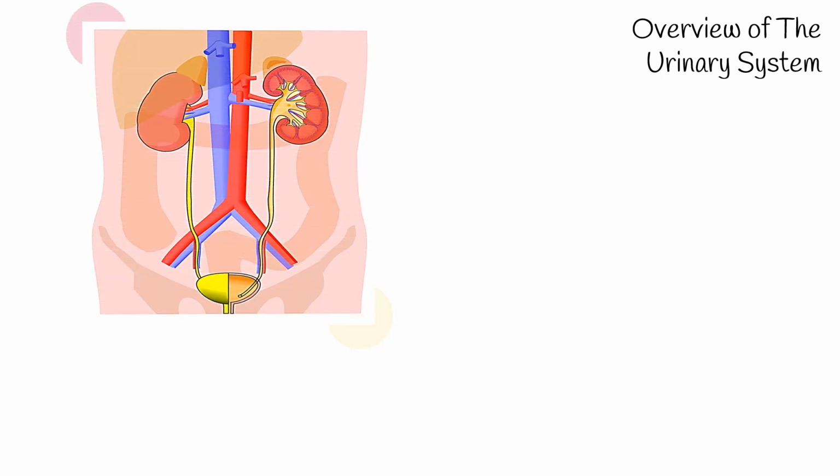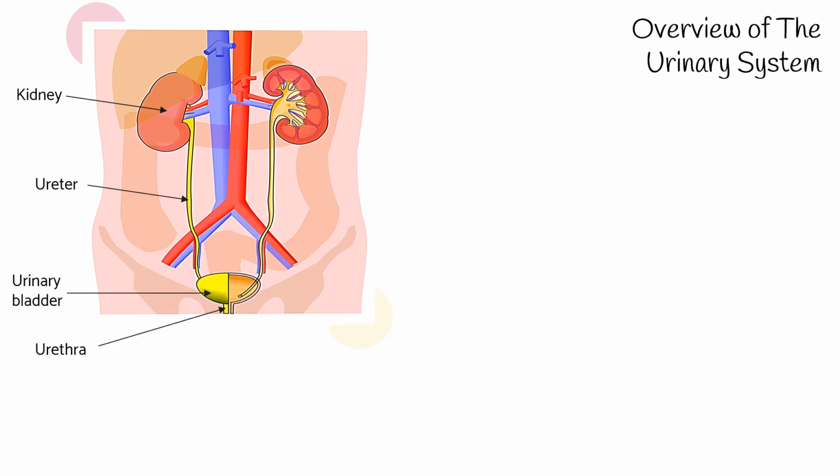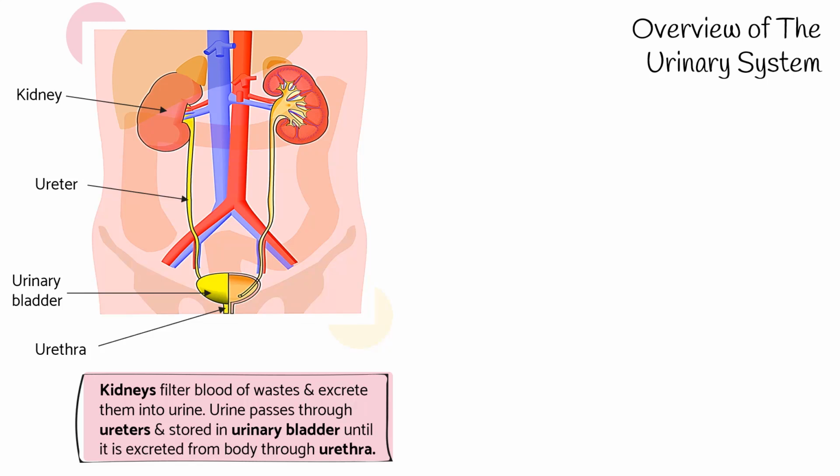We move on to the overview of the urinary system. The urinary system consists of 2 kidneys, 2 ureters, 1 urinary bladder and also 1 urethra. What are the functions of kidneys? The kidneys filter blood of wastes and excrete them into a fluid called urine. Once it forms, ureters transport urine from the kidney to the urinary bladder. The urinary bladder stores urine and expels it into the urethra. The urethra will discharge urine from the body.